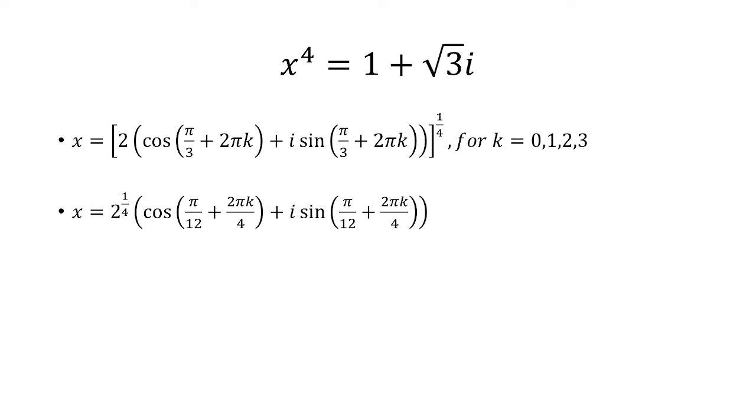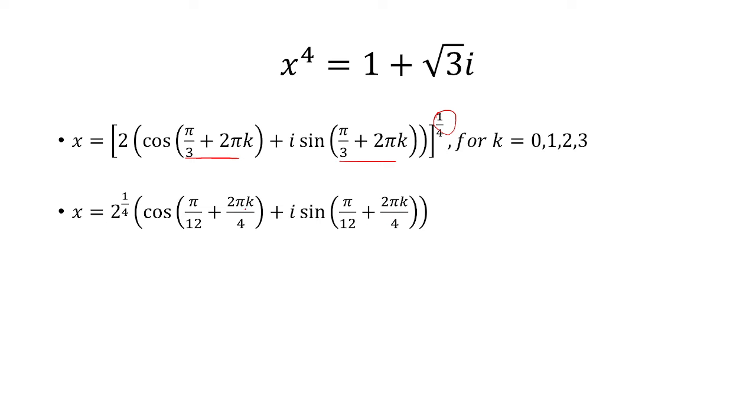Okay, so let's start off with k equals 0. Actually, first, before we do that, we're going to use de Moivre's theorem, which says that this exponent is going to come inside and multiply the angles. So, in other words, pi over 3 plus 2 pi k is going to multiply by 1/4 to get pi over 12 plus 2 pi k over 4, and then pi over 12 plus 2 pi k over 4.